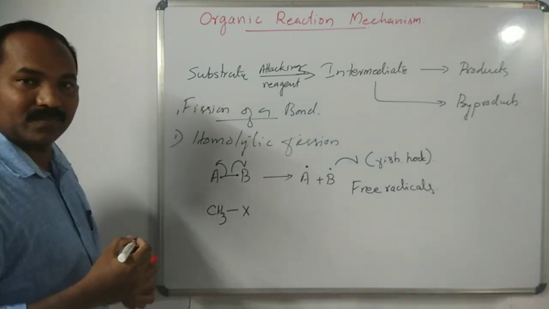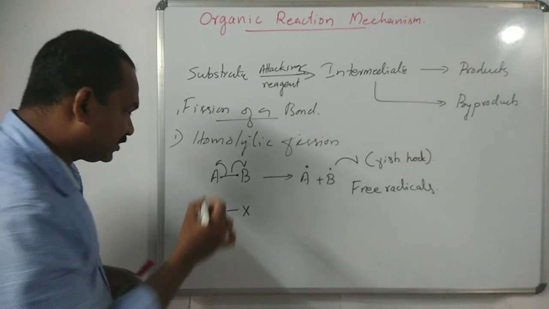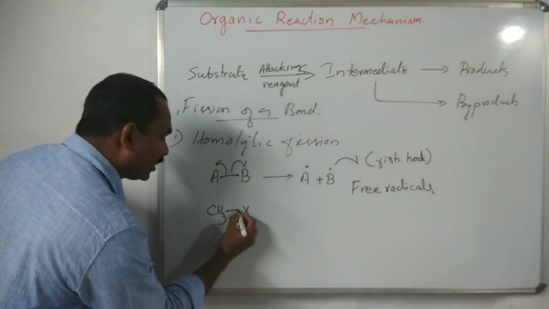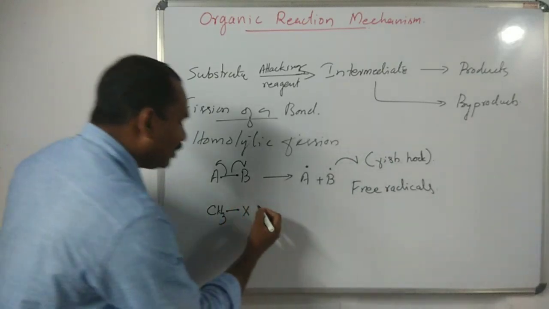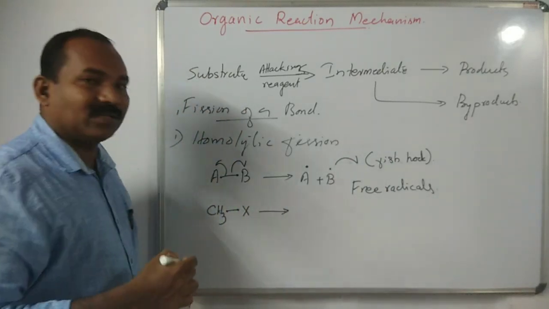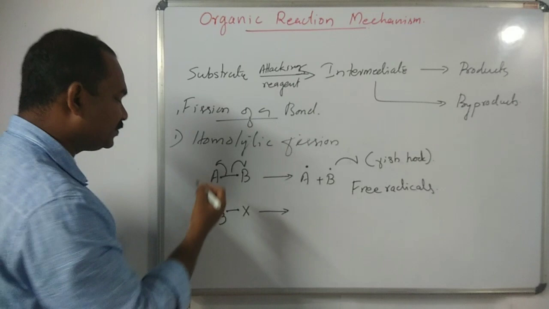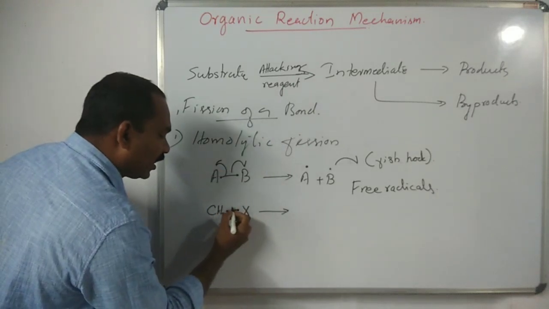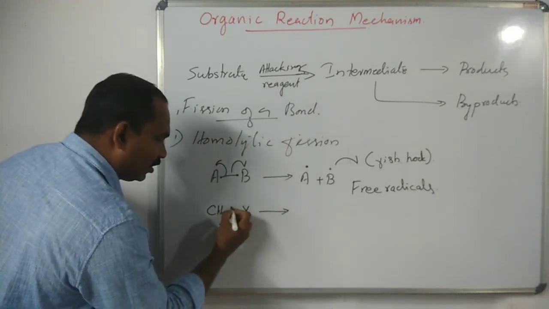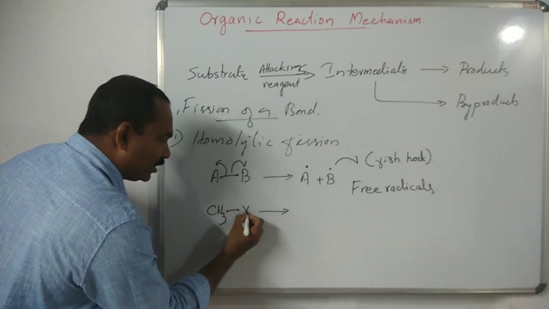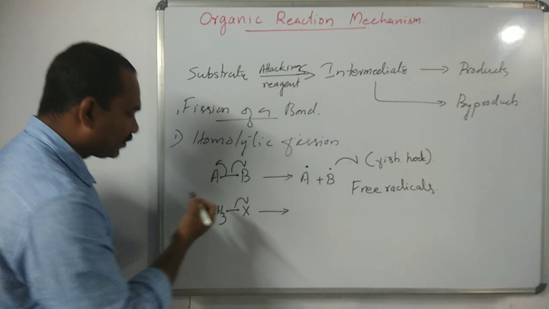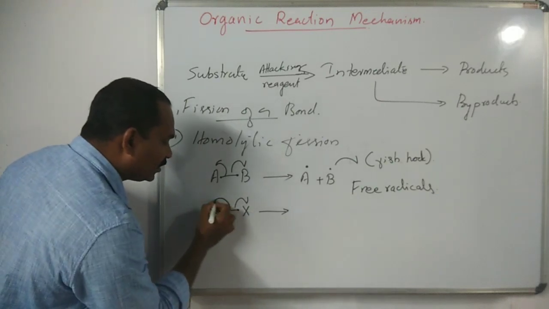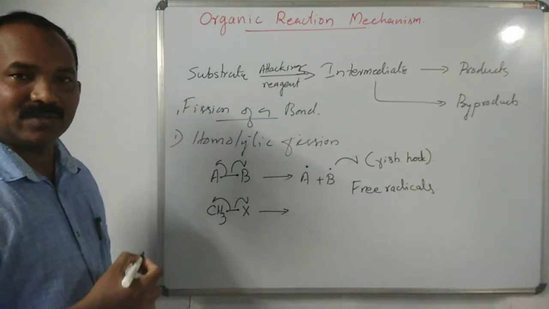CH3X. X means halogen or any atom. Usually X is denoted by halogens. When it is heated or in the presence of UV light, this bond is cleaved, with the X atom taking its electron and the methyl group taking its electron.